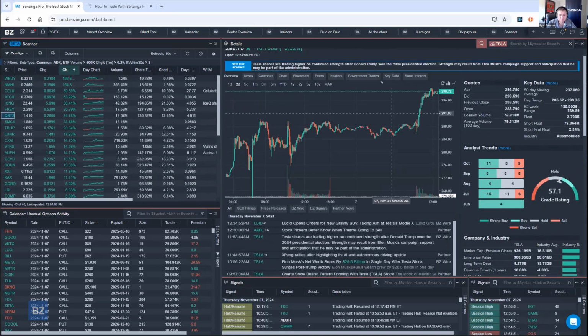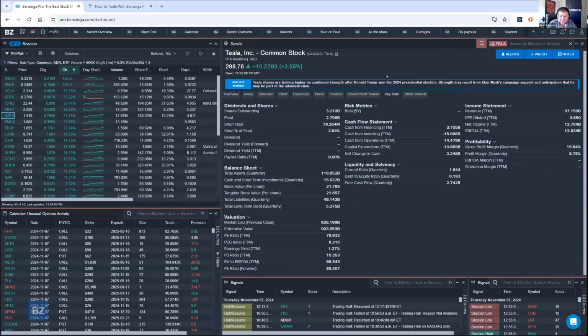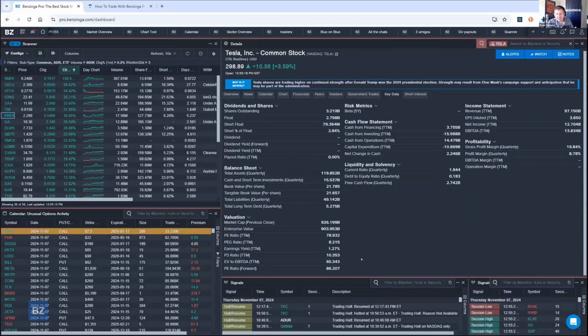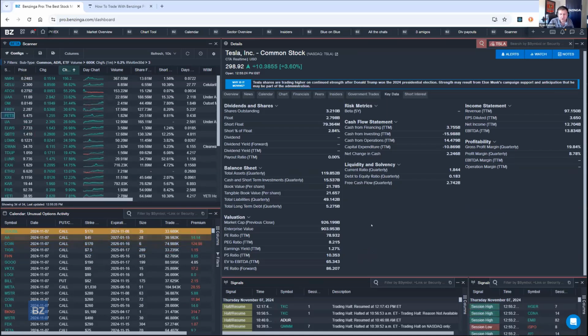And if you wanted some more of this data, there's also a tab at the top of Benzinga Pro here, key data. This will give you a lot of this information. This will give you the PE ratio for the trailing 12 months, along with the market cap and the enterprise value. This will also give you a price to sales ratio. This will also give you an EV to EBITDA trailing 12 months value. That's another way of measuring a company's value. It's EBITDA. And you can get a lot of these ratios here.